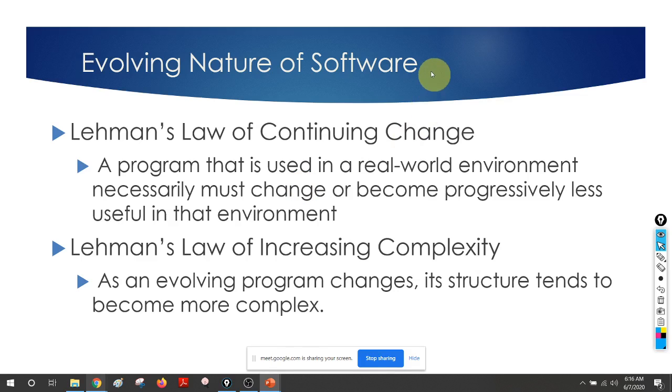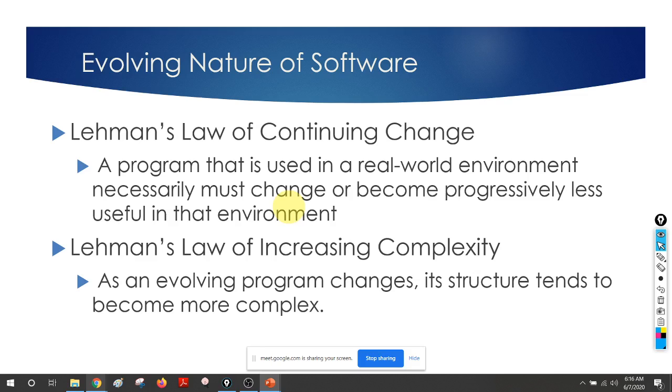Okay, so what Lehman's law of continuing change says is that a program that is used in a real world environment necessarily must change or become progressively less useful in that environment. So it's something like that. Either your software has to keep on changing, or if you are not doing that, after some time no one is going to use your software, right? If you want to make sure that your software is going to be used long term, make sure you keep doing those changes, right?